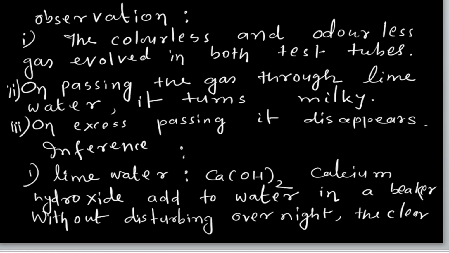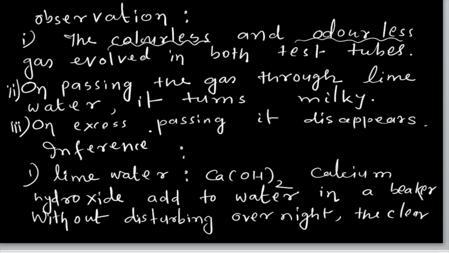In the observation, you will find that a colorless, odorless gas evolves in both test tubes. What is the color and odor of the gas? It is a colorless and odorless gas. Now, what is that gas? Think yourself. It is carbon dioxide. The colorless, odorless gas that is evolved is carbon dioxide gas.